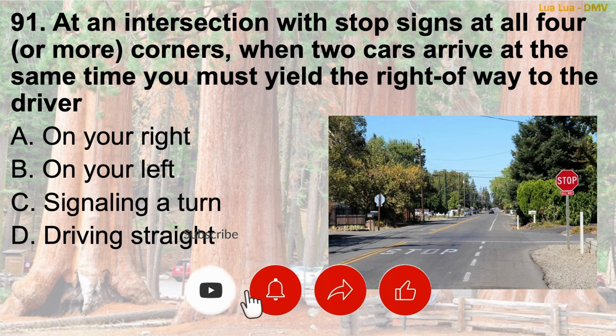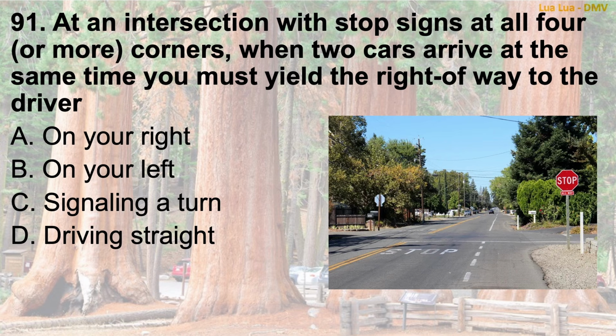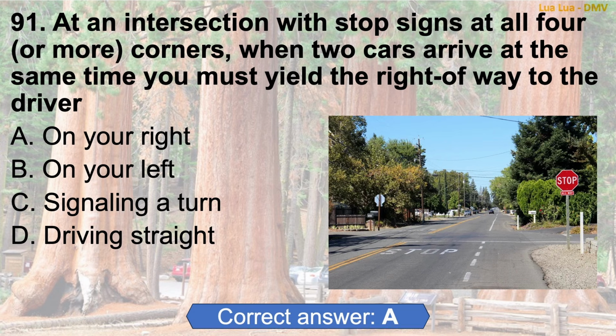Question 91. At an intersection with stop signs at all 4 or more corners, when two cars arrive at the same time, you must yield the right-of-way to the driver. A. On your right. B. On your left. C. Signaling a turn. D. Driving straight. The correct answer is A. On your right.